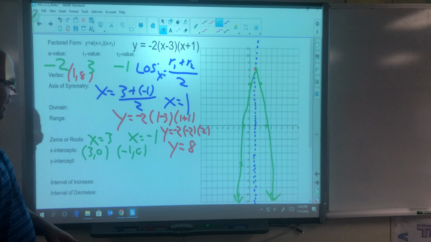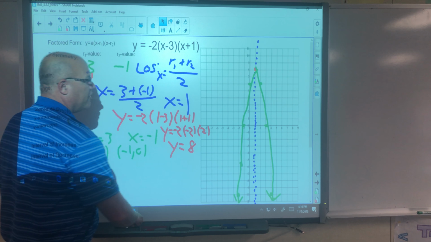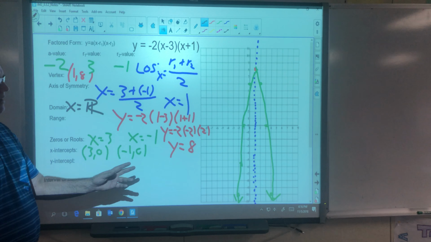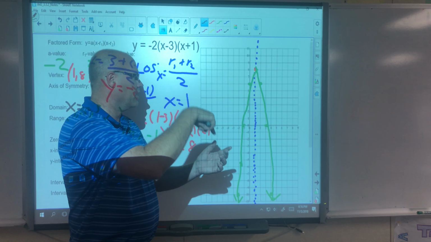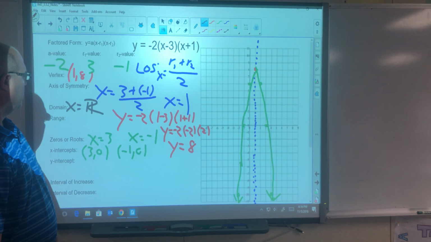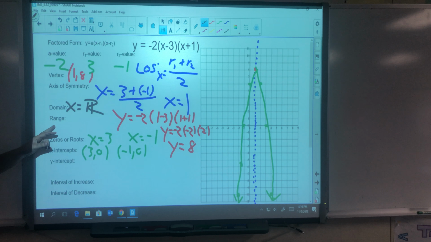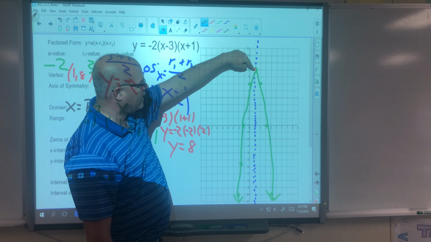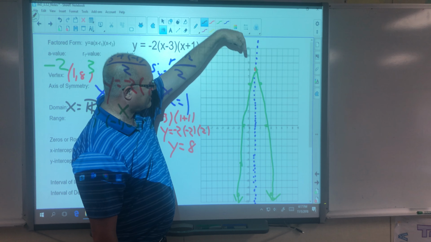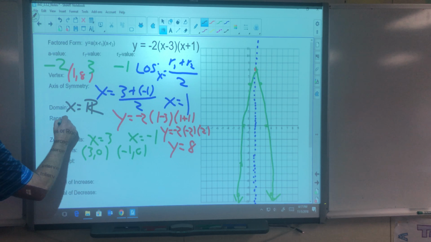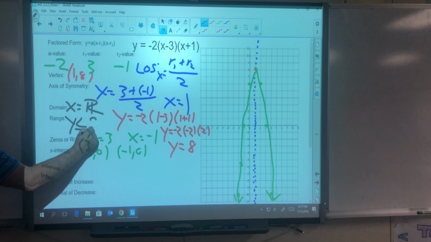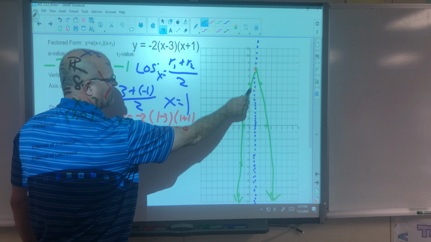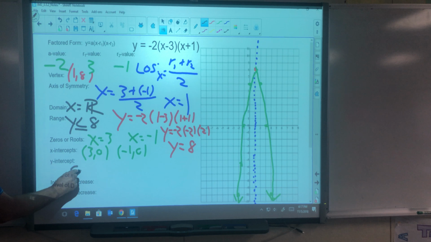Okay, what's our domain for this parabola? The domain is x equals all real numbers, because the x's could be any value of x you can plug in here and get a value for y. All right, and then the range, it's not y equals all real numbers because y can't be 9, 10, 11, and so on. The highest value y is 8. So y is going to be less than or equal to 8. Our y-intercept, we actually found it when we substituted 0 for x, and we had 0, 6. So that's our y-intercept.